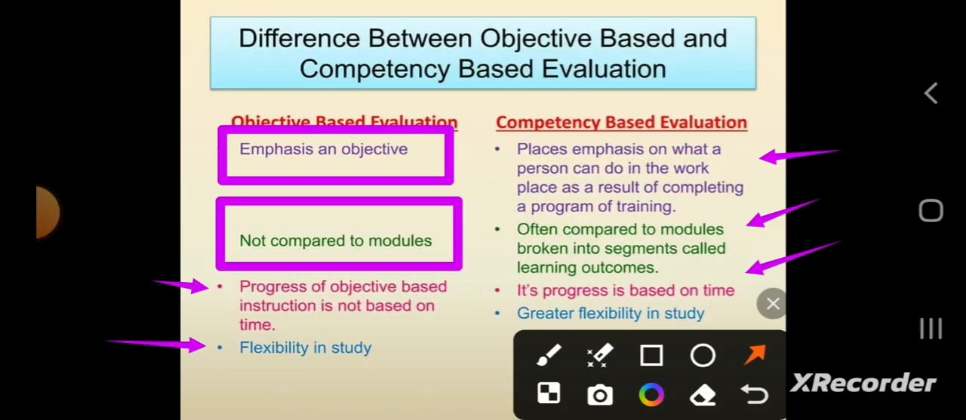Flexibility in study. Allows flexibility in the approach and pace of learning as long as the objective is met. Greater flexibility in study. Offers flexibility but is often structured around achieving predetermined competencies tied to workplace tasks. While objective-based instruction focuses on meeting specific educational goals, competency-based evaluation emphasizes practical workplace-related skills and abilities.